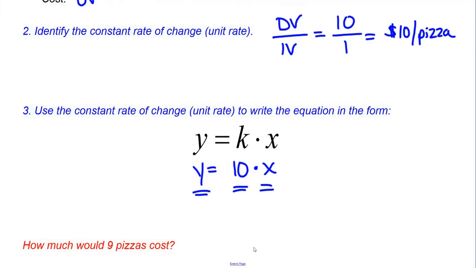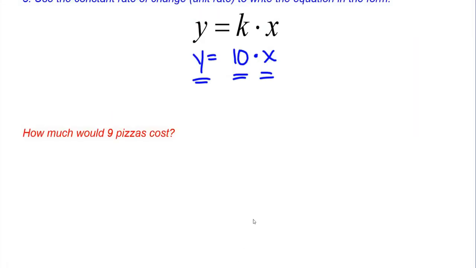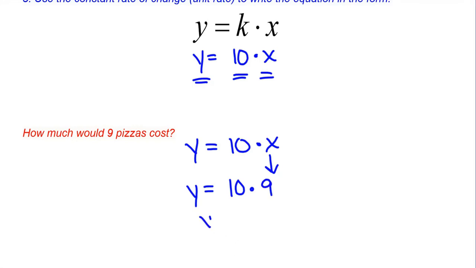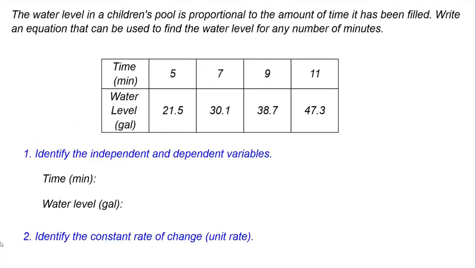So how would I use that to figure out how much 9 pizzas would cost? Well, I'm going to write my equation. y equals 10 times x, and x is the number of pizzas. So I'm going to replace that with how many pizzas we're going to buy, 9. And 10 times 9 is 90. So the cost is going to be $90. So it's going to cost me $90 to buy 9 pizzas. So now we can use this equation to find out how much it costs for any number of pizzas that I want to buy, which is a pretty powerful tool to have because tables and graphs are kind of limited. They only show the amount that you make them out to be.